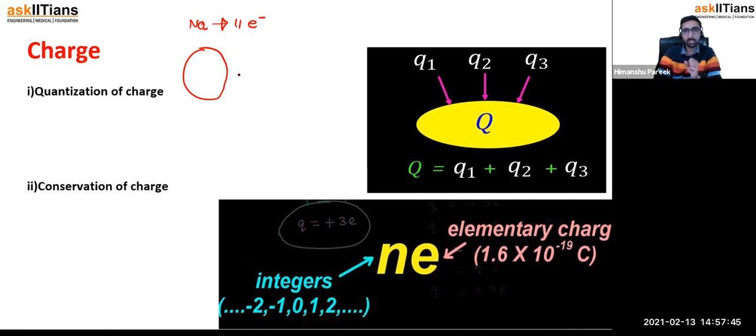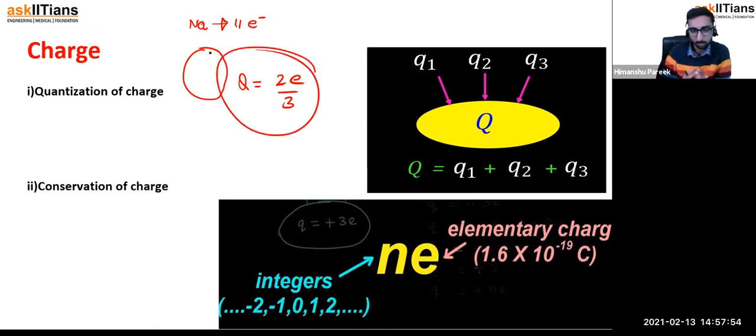Like you cannot say that Q is equal to 2e by 3. That is not possible. 2/3 of an electron, this much charge is not possible. The charge can be in the integral multiples of electronic charge. 1 electron can be there, 2 electrons can be there, but saying 2.5 electrons is not a good idea. All right. So charge is quantized. That's the meaning of quantization of charge.